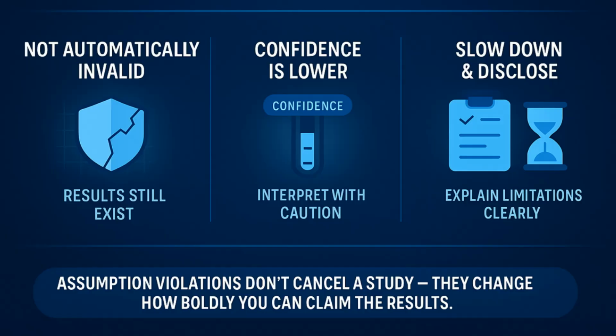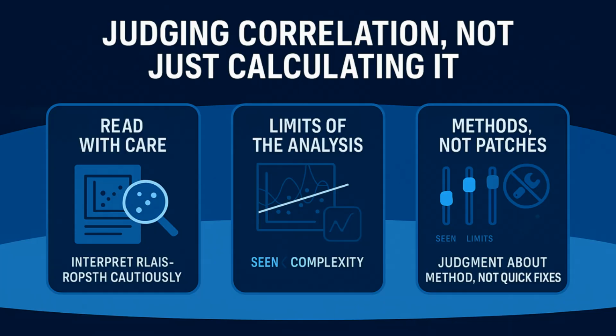When assumptions are violated, the study is not automatically invalid. Instead, assumption violations change how confidently the results can be interpreted. They require the researcher to slow down, avoid overclaiming, and be transparent about limitations. Sometimes this means interpreting the relationship cautiously. Sometimes it means acknowledging that the analysis may not fully represent the complexity of the relationship. These are methodological judgments, not technical fixes.